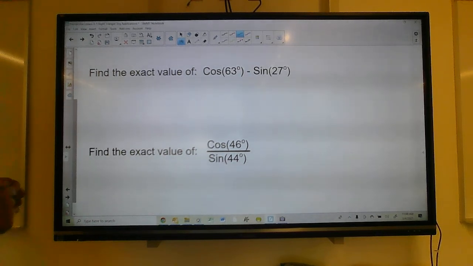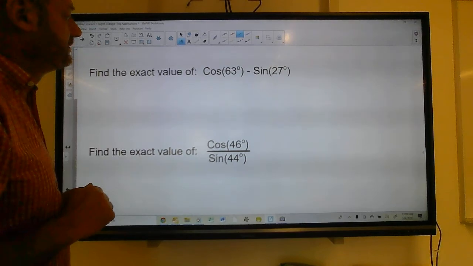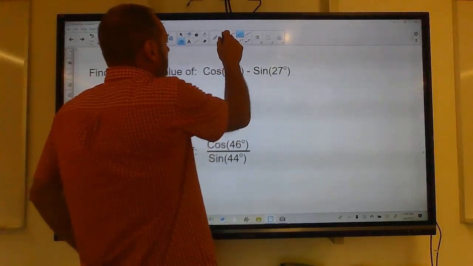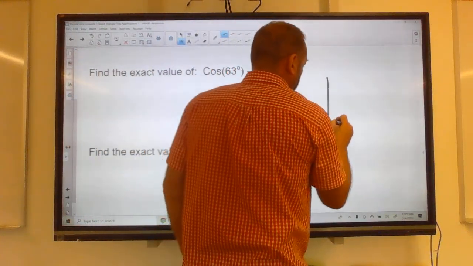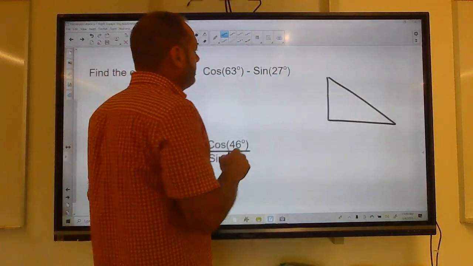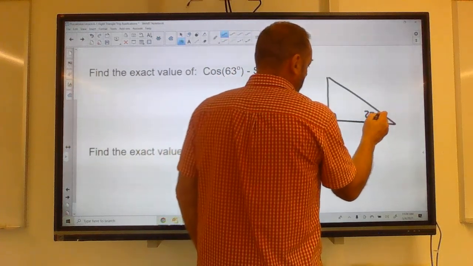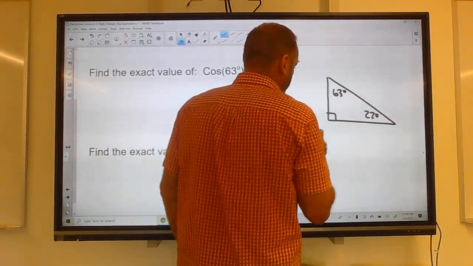Okay, find the exact value of cosine of 63 minus the sine of 27. So with this, again, 27 plus 63 is 90. So I've got a 90-degree angle here. That means this is going to be 27, and this is going to be 63.